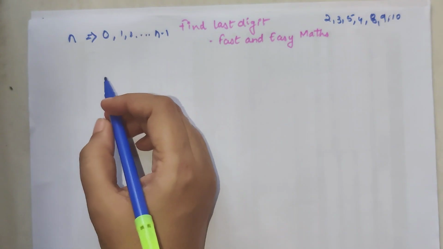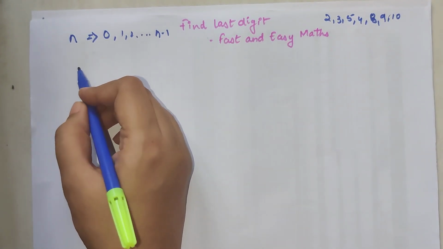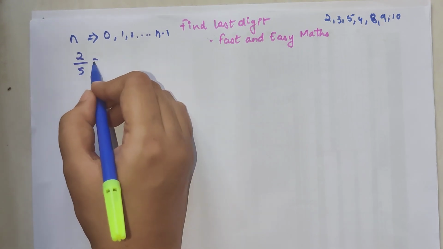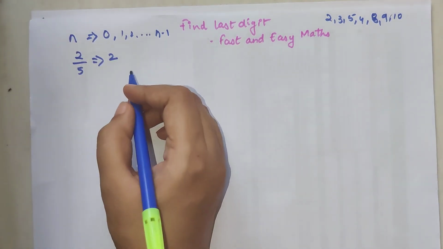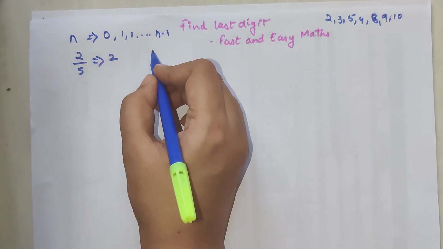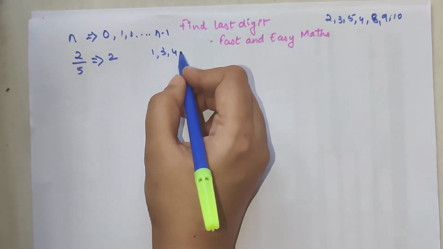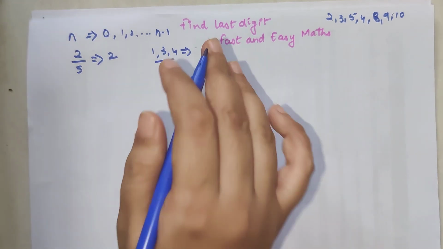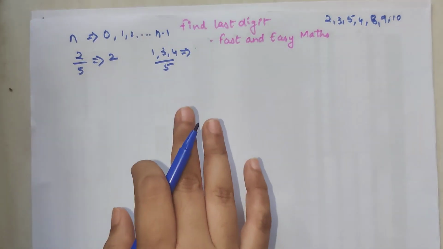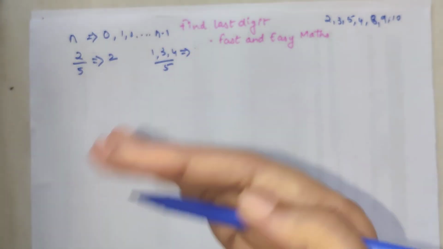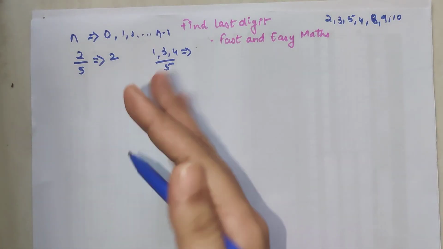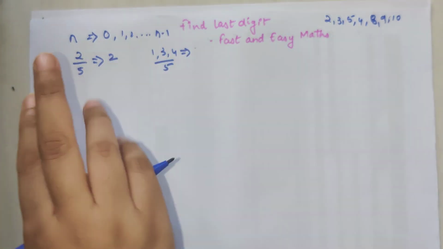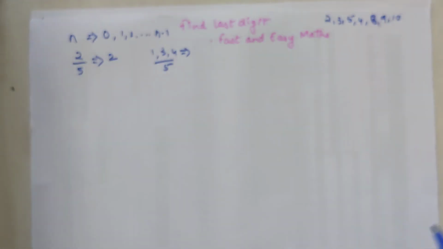And next thing, if you have a number which is smaller than the denominator, let's say you want to find the remainder of 2 by 5, here I can directly say the remainder is 2. Instead of 2, if you had 1, 3, 4, then these will be the remainders when divided by 5 respectively. So always remember that if the numerator is lesser than the denominator, then the numerator itself will become the remainder. These are the two things which you all need to always remember.